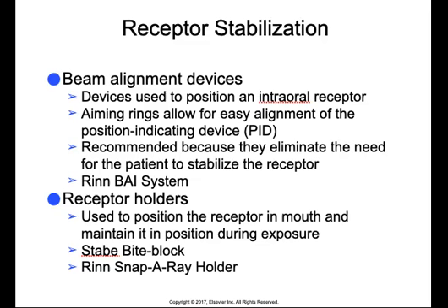What these look like are the Rinn BAI system, and it almost looks like a stabe, but it's plastic. There's a picture of one on figure 18-6 on page 177, in figure A. That is what a Rinn BAI system looks like. It just looks like a stay, but it has some graduated steps where the patient bites down, and this will form that bisecting angle.